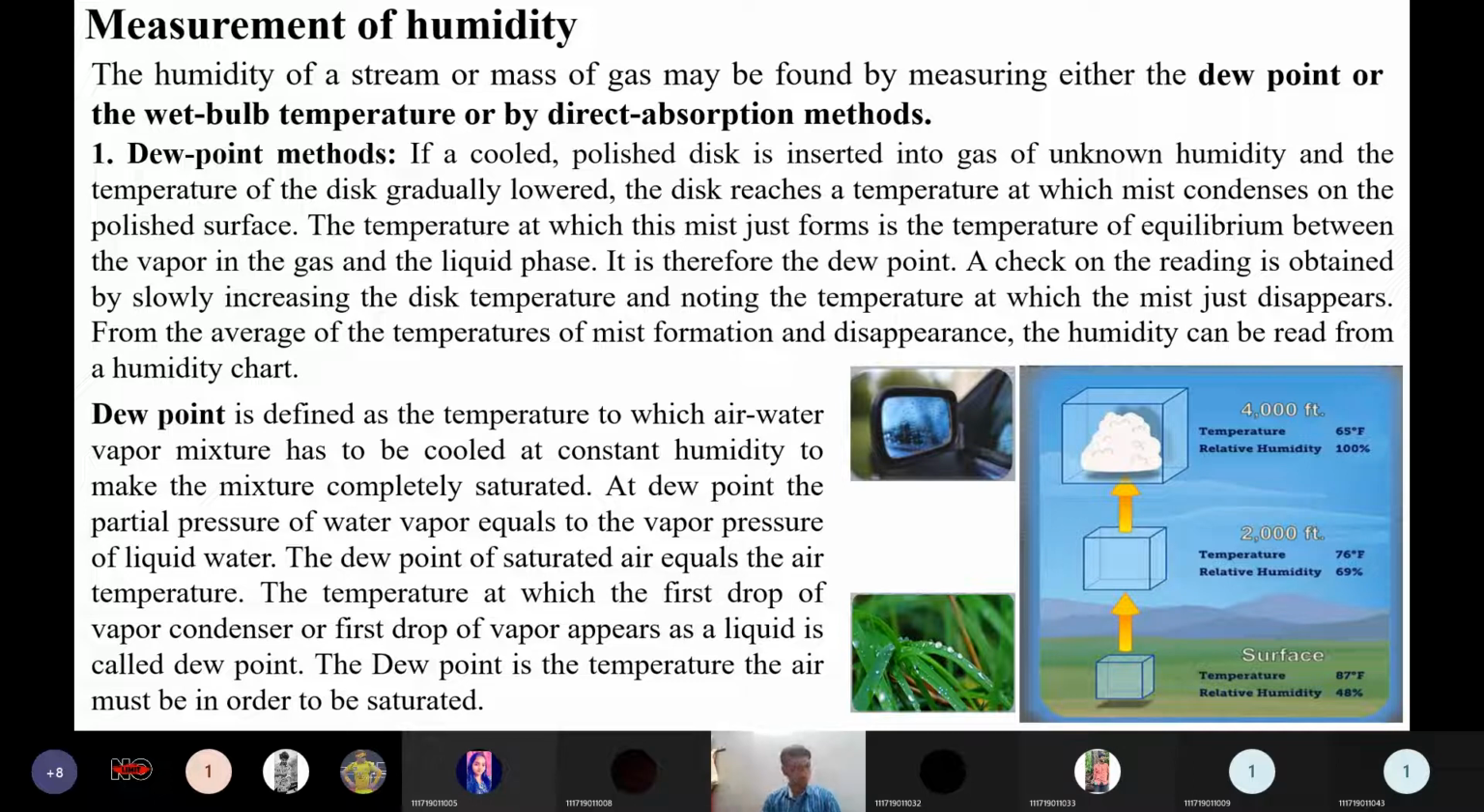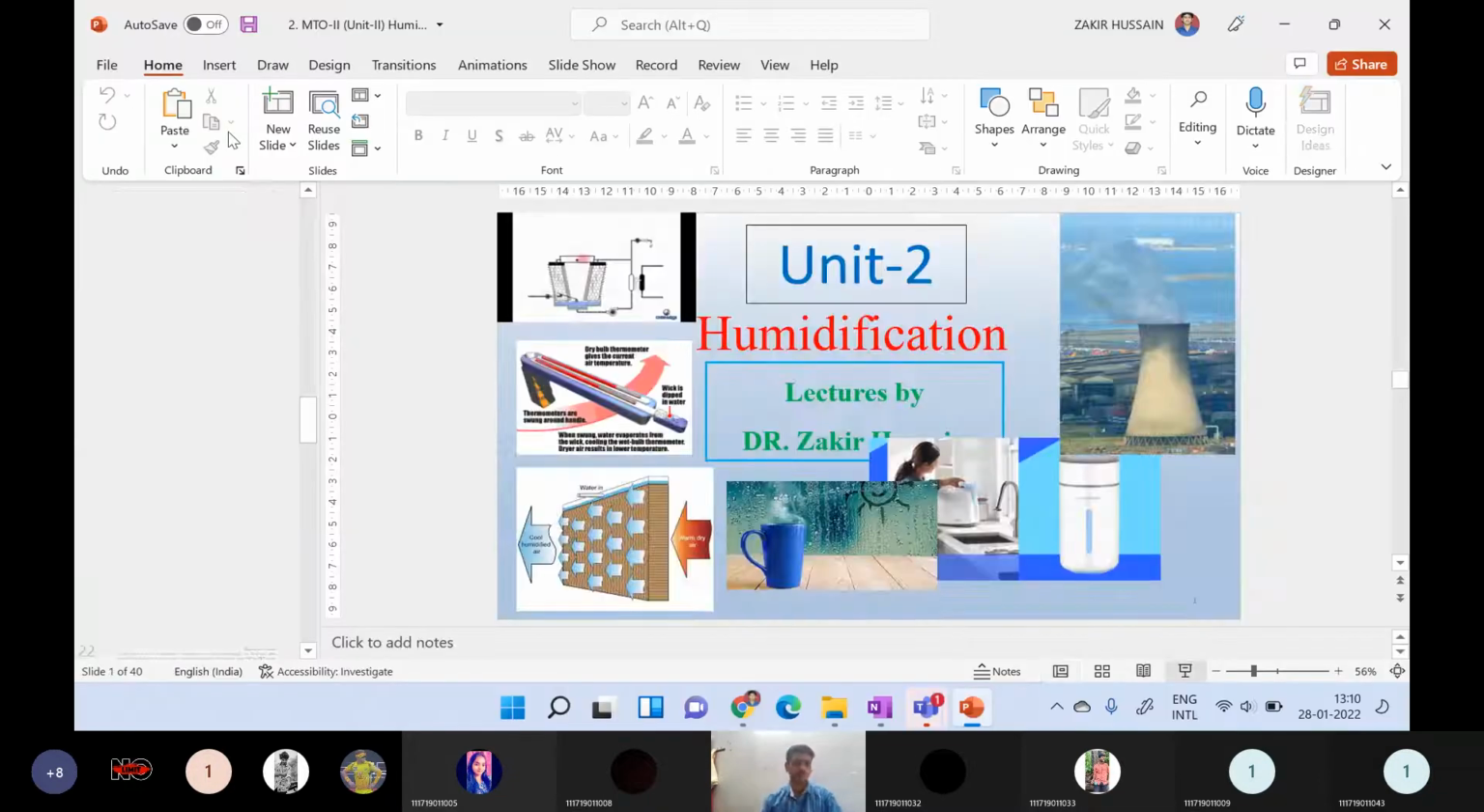One is the dew point method. The second one is the psychrometric method. Then the third one is the direct method. Dew point method, psychrometric method, and direct method. Out of these three methods, the first one is the dew point method.